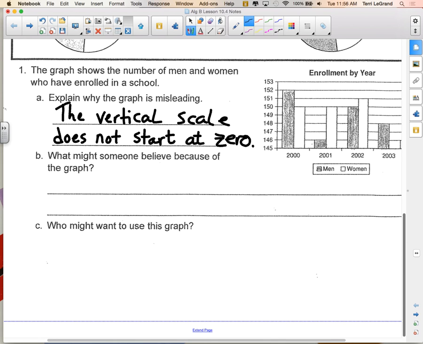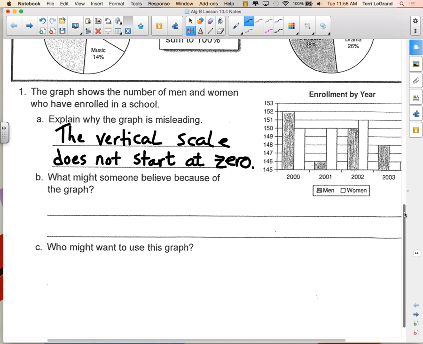Well, in this one, we don't really. It's not a histogram. It's a bar graph, so we don't really have to worry about whether it jumps over some on this one. Okay, that one we don't have to worry about. What might someone believe because of the graph? Everybody make a decision here.